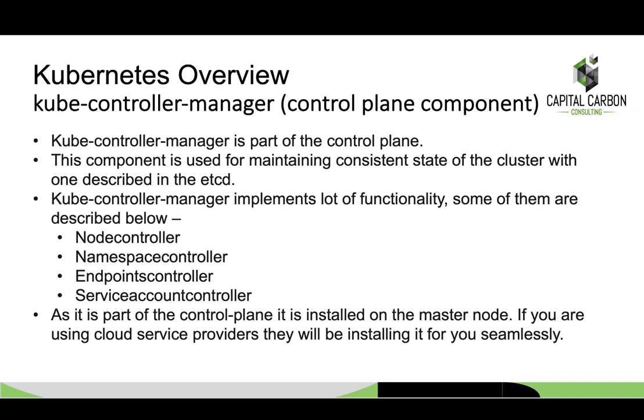Let's talk about Kube Controller Manager. Kube Controller Manager is part of the control plane. This component is used for maintaining a consistent state of the cluster with the one described in the etcd. Kube Controller Manager implements a lot of functionalities. Some of them are: node controller, namespace controller, endpoint controller, service account controller. So it's a big binary, but it can be implemented in parts and pieces. As it is part of the control plane, it is installed on the master node. If you are using a cloud service provider, they will install it for you seamlessly.